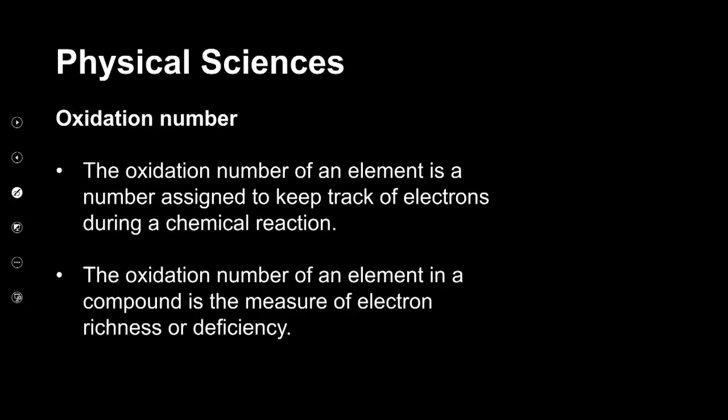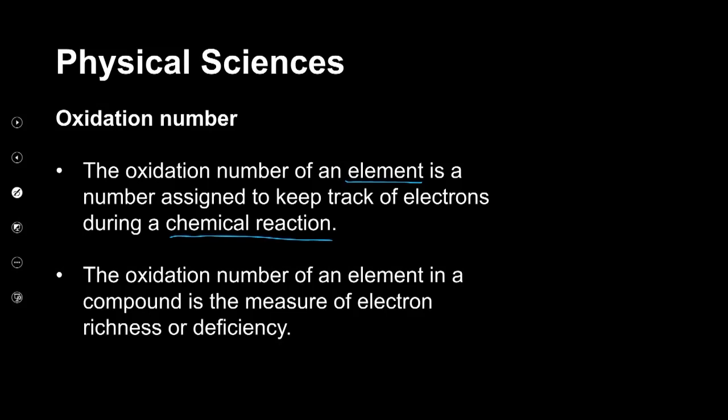And then oxidation number, which is our key focus for today. What is it all about? So when we talk about oxidation number, the oxidation number of an element, this is for an element, okay, is a number assigned to keep track of electrons during a chemical reaction. Now, in the context of chemical reaction, there is loss, there is gain of electrons.